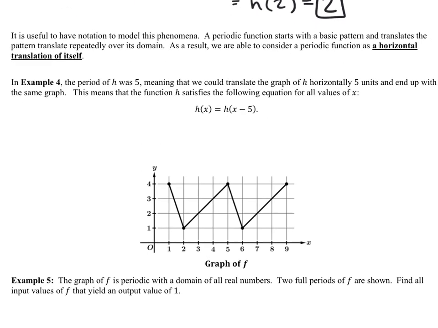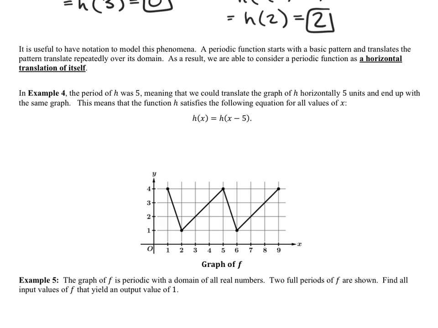Since we're starting to talk about this phenomenon that repeats over and over again, this periodic function, it's helpful to have some sort of notation. Basically, since it's repeating itself, if we shifted the graph by its period, it would land right on top of itself, since that little chunk of pattern repeats every time. So in example 4, the one above, the period of h was 5, meaning that we could translate the graph of h horizontally 5 units and end up with the same graph.